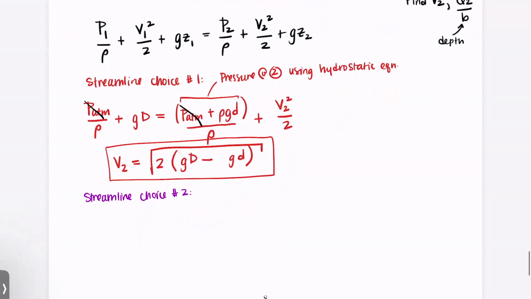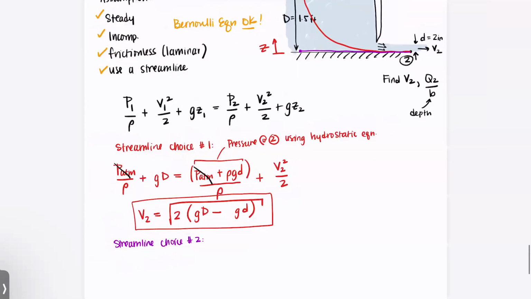Okay, so we need to do some work for the pressure at point 1, right? So pressure at point 1 is P atmosphere plus rho G capital D, divided by rho. So this is our P1, right?